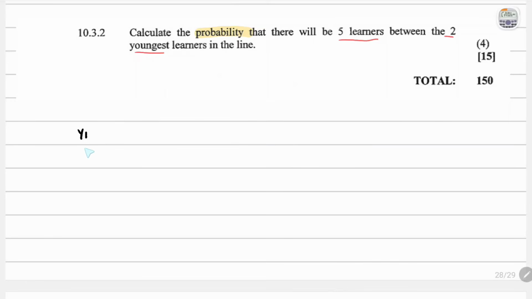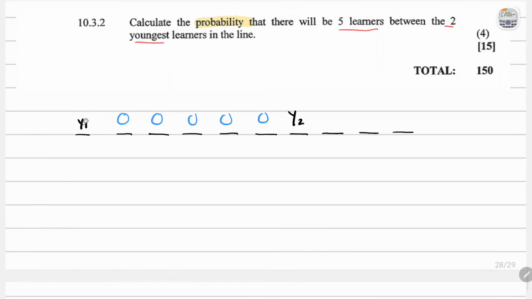So youngest learner 1 could first be in the first position. Let's just remember that there are 10 places. So the first youngest learner could be in this first position. And then there needs to be 5 learners in between. So 1, 2, 3, 4, 5. And then the second youngest learner can be here. Okay, youngest learner 2.